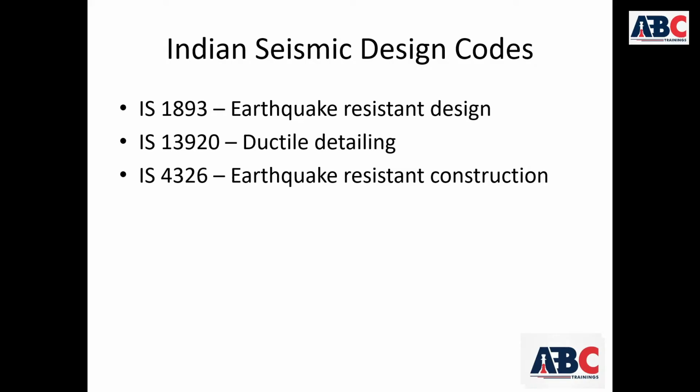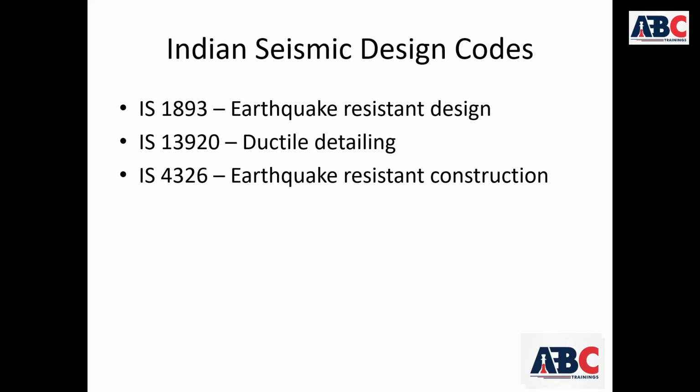First one is IS 1893, earthquake resistant design. It is the premier code used for calculating seismic forces. This code provides seismic zone classification.